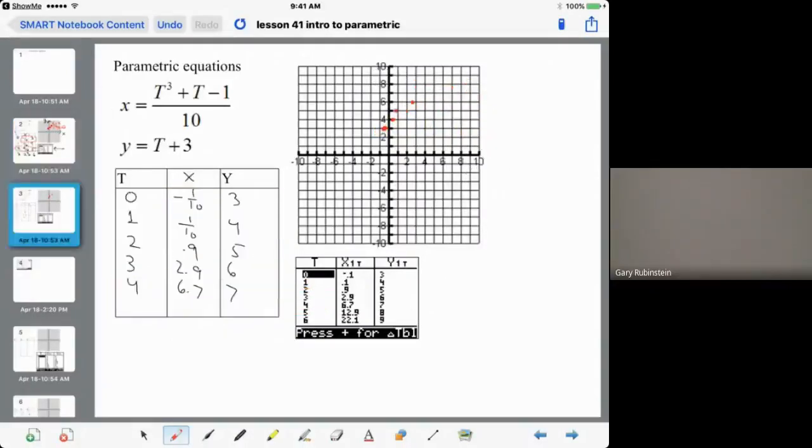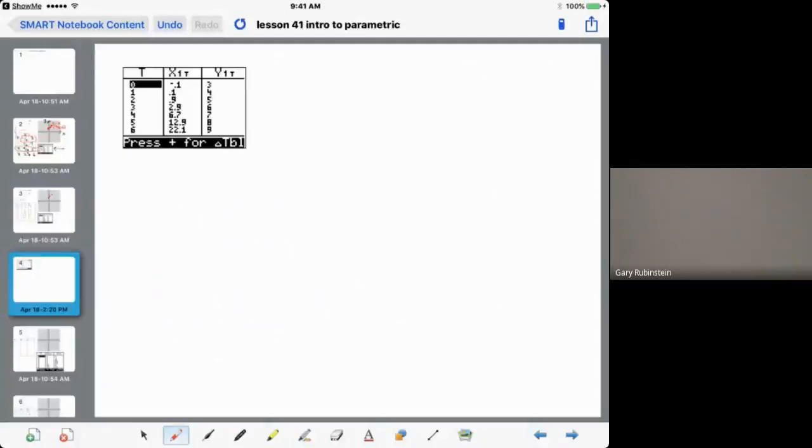Okay, next. By the way, I wasn't able to show you this, but if you push second and table, or second and graph, sorry, it makes a table. Someone asked about t. t does not have to start at zero. Often t starts at zero because in real world applications, t is talking about time. But no, t doesn't have to start at zero.